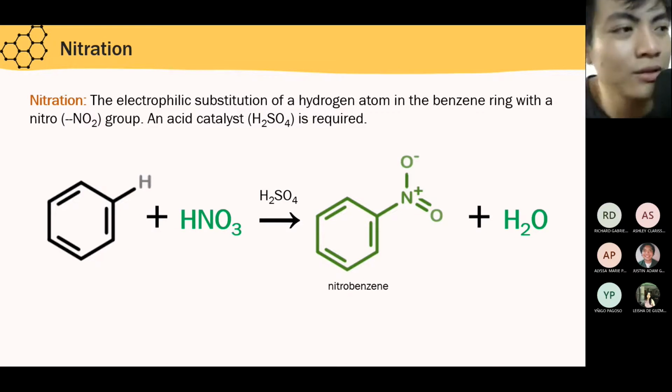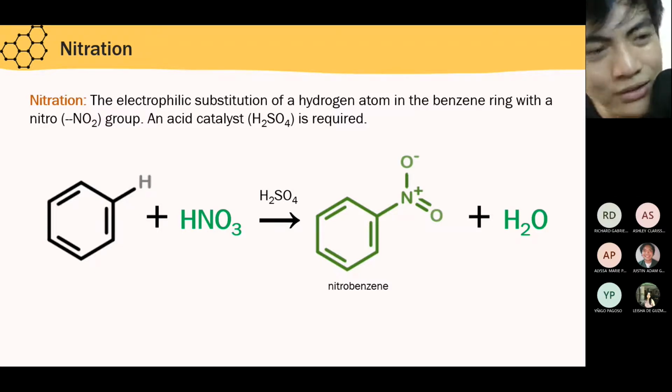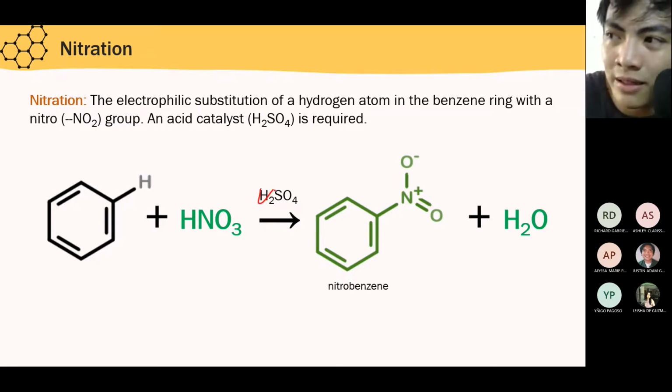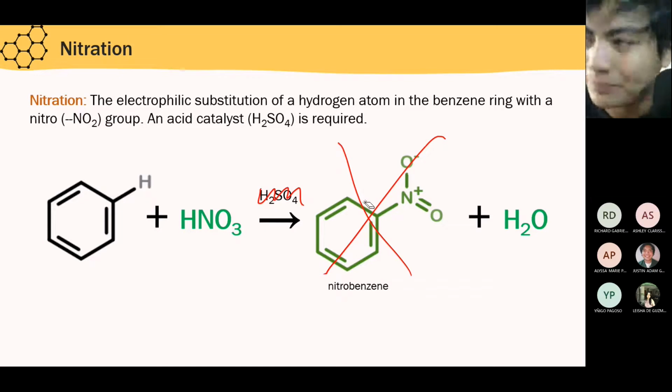Baka isipin nyo, di ba, sir, di ba acid na yung nitric acid itself? Yes. Bakit kailangan pa ng sulfuric acid? Catalyst kasi siya, ibig sabihin, pampa-acidic talaga siya ng solution. Kailangan kasi super acidic yung solution for that to happen. And apparently, sulfuric acid is one of the most acidic acids out there. Okay? So, kailangan talaga ng sulfuric acid catalyst. So, without the sulfuric acid catalyst, this will not happen. Okay? So, without this, no reaction tayo.